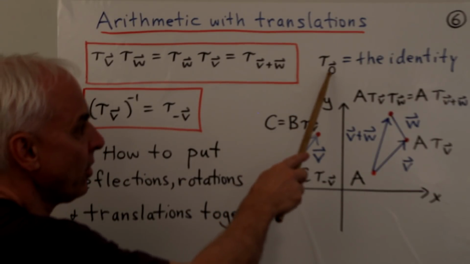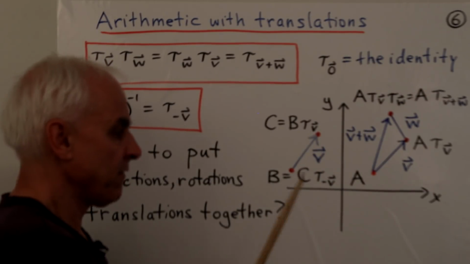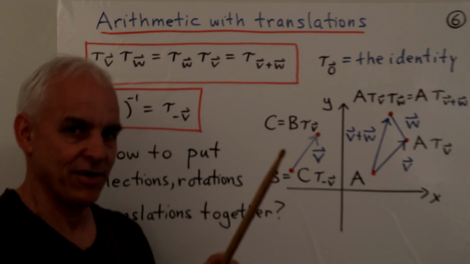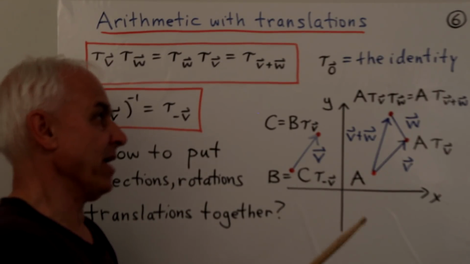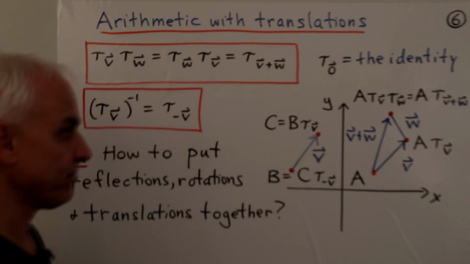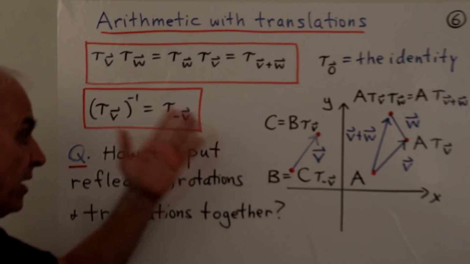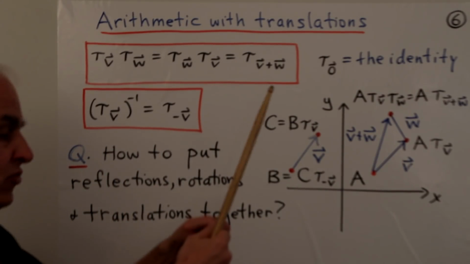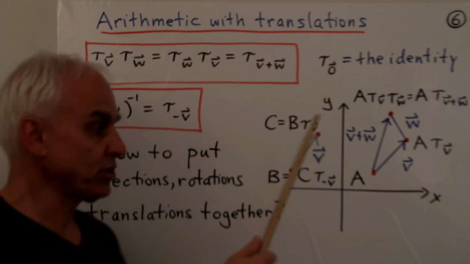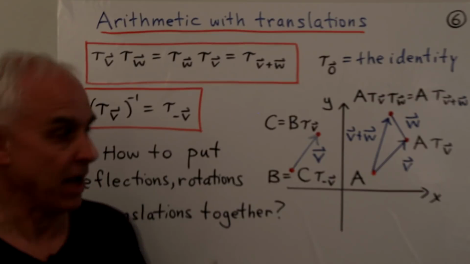Tau sub the zero vector is the identity. If the vector that you translate by is nothing, then you're staying where you are. And that actually is the identity, which can be interpreted as the usual identity matrix, if you like. But it's just the identity translation. And inverses, well, if we want to invert translating by v, we should translate by minus v. That will send us back to where we came from.